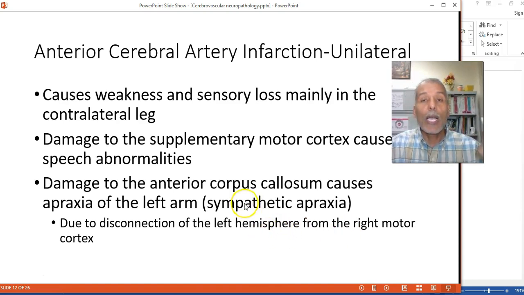Remember, we are speaking about the corpus callosum that connects the two hemispheres. So if that piece is damaged and has no nutrition, then the person is going to have left arm apraxia. That is again because the left hemisphere is disconnected from the right motor cortex.